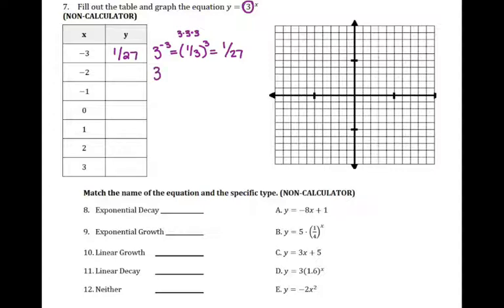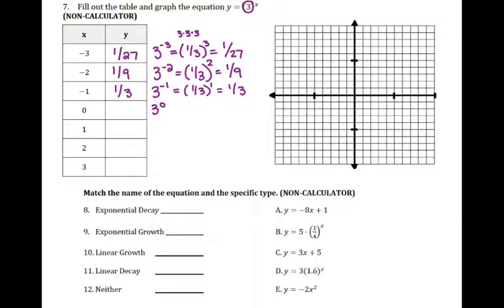I'm going to do the same thing, just this time my exponent is -2. So once again, I'm going to flip my base, and when I do, my exponent becomes positive. So 1 squared is 1, 3 squared is 9. So I have 1/9. 3 to the negative first becomes 1/3 to the positive 1 power, which equals 1/3.